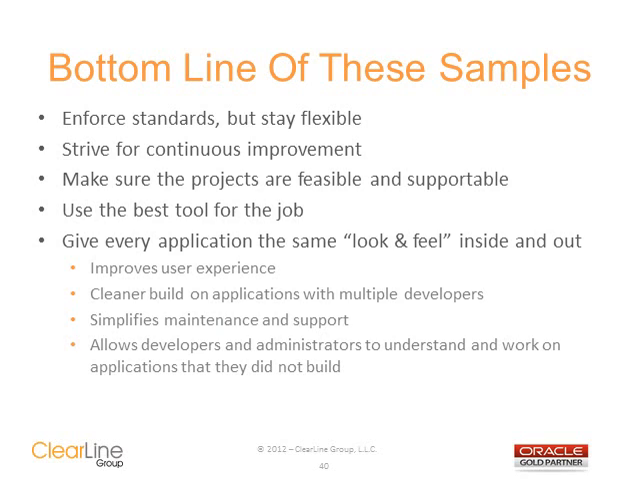All of these are samples of standards and processes from real Hyperion Centers of Excellence. I picked them to try and show a variety of different places where a CoE may need to create and apply governance. I also hope that they illustrate some key takeaway points like CoEs need to enforce standards but maintain flexibility, and that they should always strive for continuous improvement. They also need to make sure that all of their projects are both feasible and supportable.